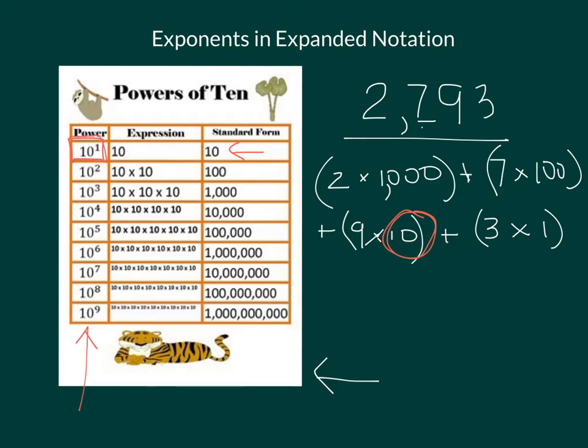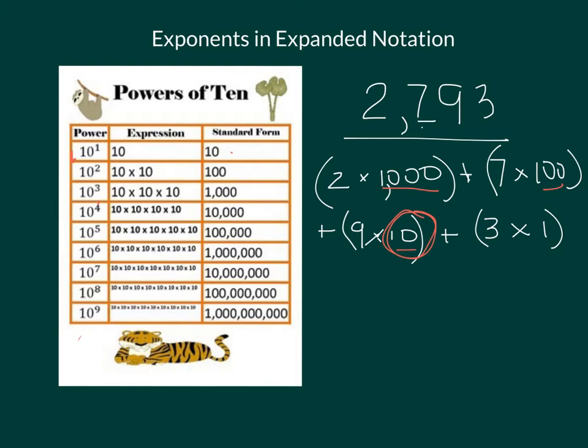So I'm basically just going to take all of these second numbers and replace them with a 10 raised to a certain power depending on the place value. We won't get any bigger than 1,000,000, but it's good to be exposed to this information. So let's look at our chart and we'll work through this expanded notation example that we already have.